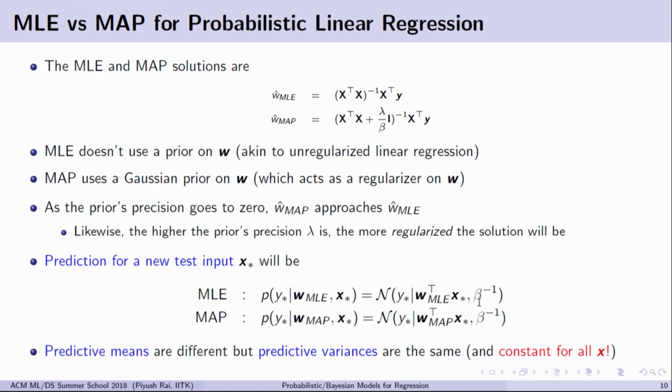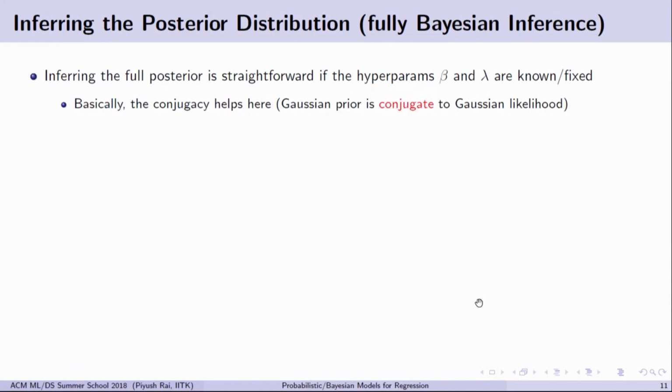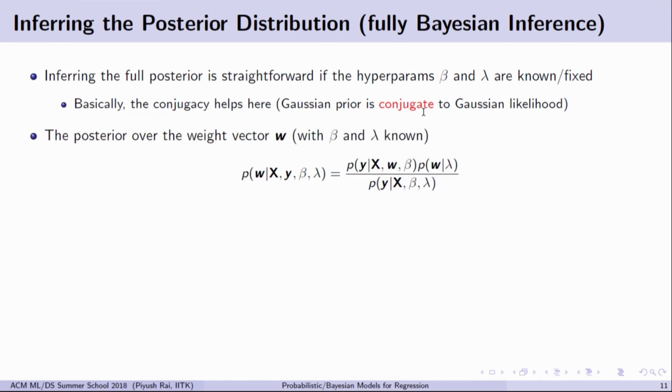Now, we would like to go beyond the point estimate, right? We would like to get the full distribution over W, rather than just a single MLE or MAP estimate. How do we do that? Well, let's do the full Bayesian inference, where we'll infer the full posterior distribution. We will infer the distribution P of W given X, Y. How do we do that? First of all, the notion of conjugate priors, or conjugacy, helps here, because the Gaussian prior is conjugate to the Gaussian likelihood. I talked about this aspect in the previous lecture as well. So long as the prior and likelihood both are Gaussian, we can get a closed form Gaussian posterior. The posterior distribution over the unknown weight vector can be defined like this.